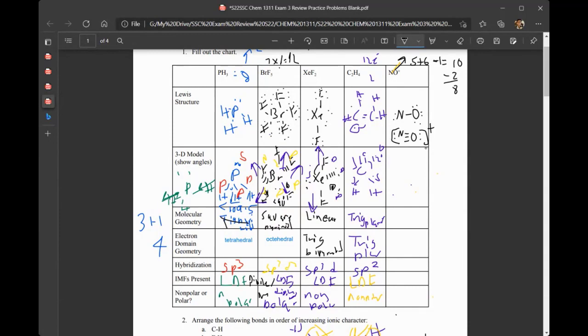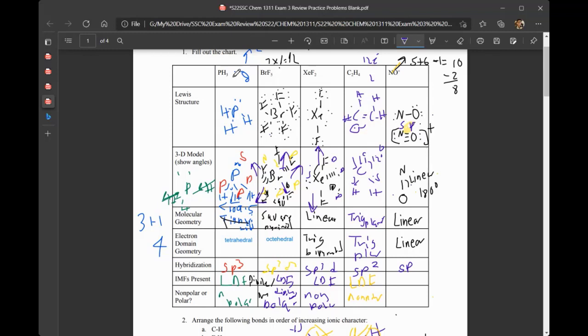Now we're going to go ahead and draw the shape. So it's going to be a linear model. It's going to be 180 degrees, because there are just 2 areas of electron density. Molecular geometry, that would be linear as well, because it's just those atoms. Hybridization, we just count electron densities, so that would be sp.